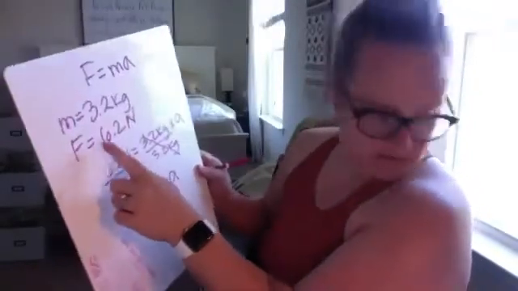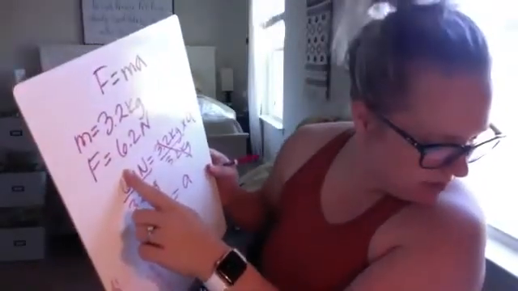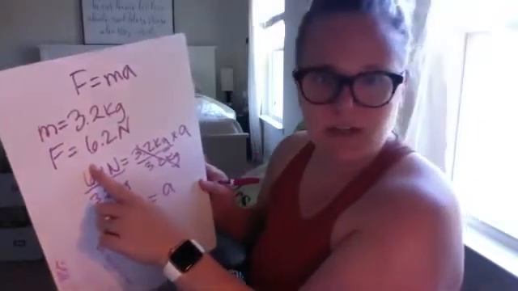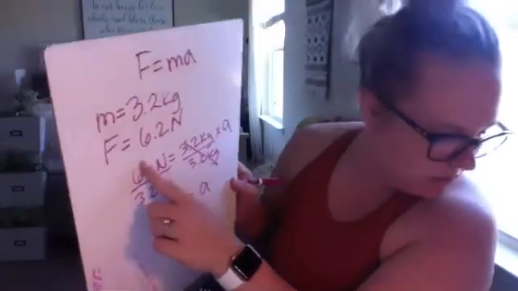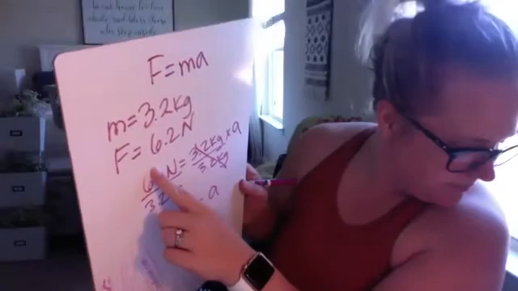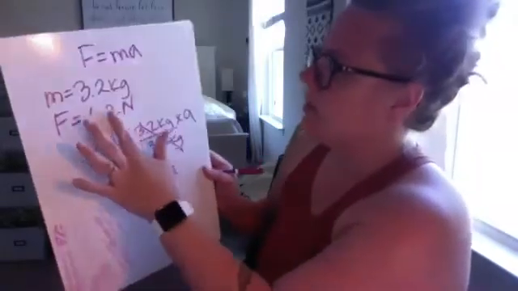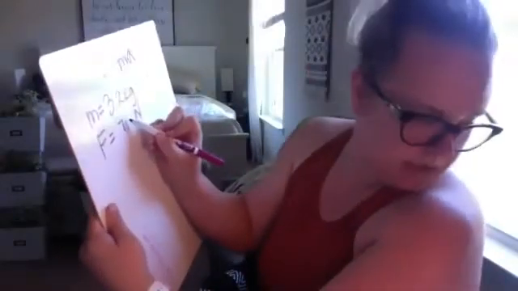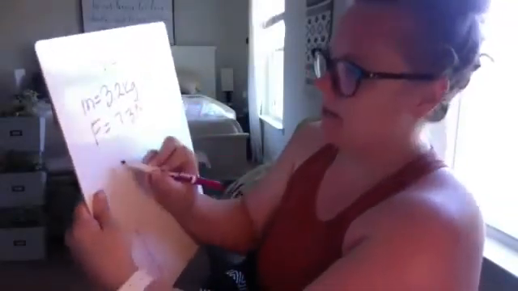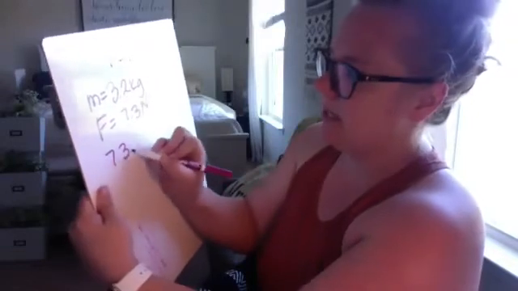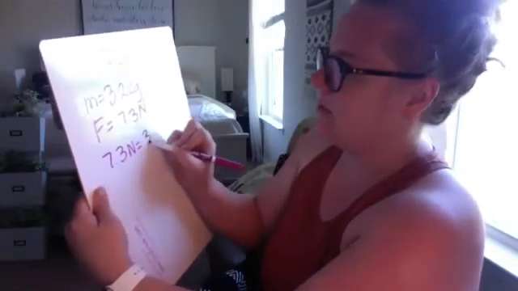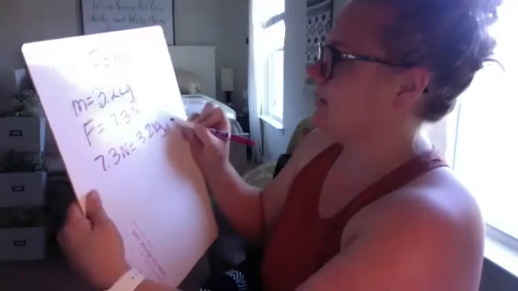Did I switch problems? Did you notice that? I think I used the wrong number. This was supposed to be 7.3. Going to redo that. Sorry. The mass was 3.2. The newtons was 7.3. Okay, so let me go ahead and fix that. 7.3 newtons equals 3.2 kilograms.